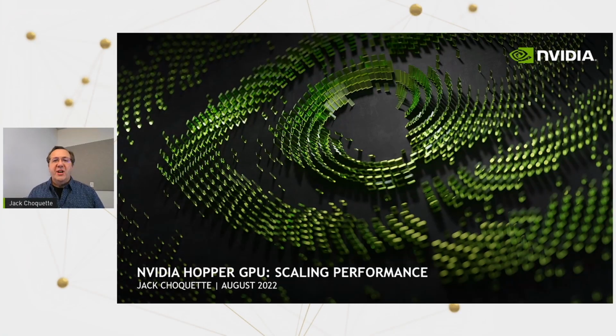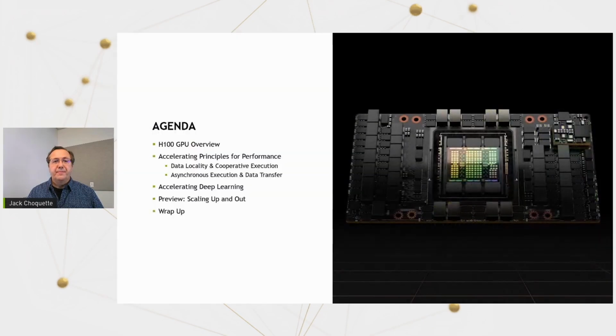Hello, everyone. My name is Jack Choquette, and I'm Senior Principal Engineer at NVIDIA. Today I'm going to be talking to you about NVIDIA's new Hopper GPU. I'm going to cover an overview of the H100 GPU. I'm going to talk about how hierarchy and asynchrony are key components to performance and how Hopper takes advantage of and accelerates them. I'm going to describe how H100 accelerates deep learning with its 4th generation tensor cores and other improvements. And I'm going to finish with a brief preview of how H100 is used in systems to scale up and out performance. Let's start with an overview of the H100 GPU.